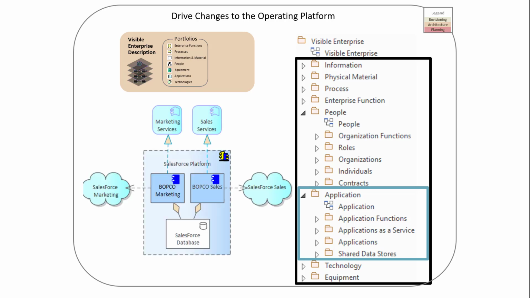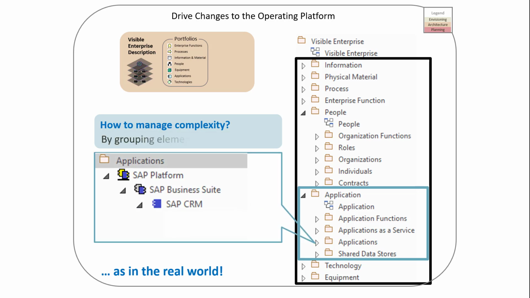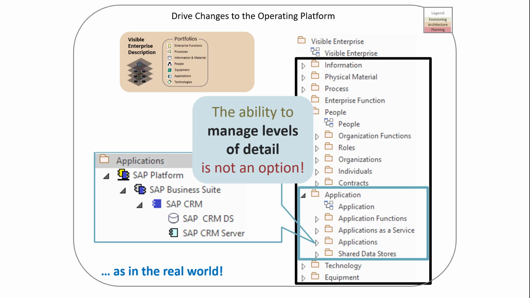Catalogs also contain views to visualize the content of your catalogs along with their relationships. Now let's be realistic. If your landscape is complex, you need to be able to manage this complexity as you wish. For example, an application catalog might need further grouping of applications, or you might need to decompose applications into components and data stores. To manage complexity, you need the ability to manage levels of details when needed and for any catalog.